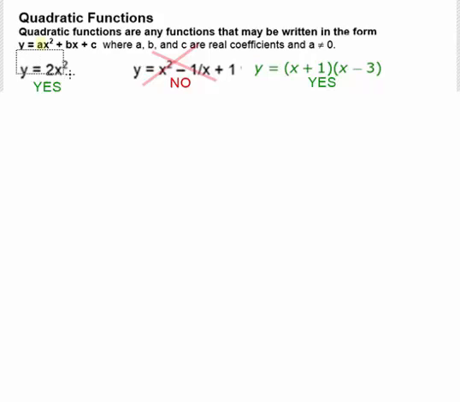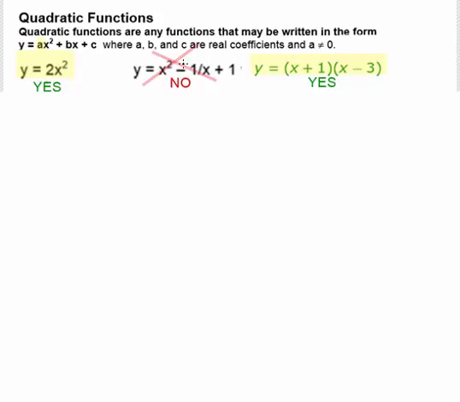y = 2x² is clearly a quadratic function. It has the x² term. It doesn't have the bx or c terms. That's because b and c are 0, and that's okay. On the far right, we have y = (x + 1)(x - 3). That doesn't look like the correct form, but we can make it into the correct form simply by multiplying it out and getting x² - 2x - 3 after simplifying, and that does fit the form.